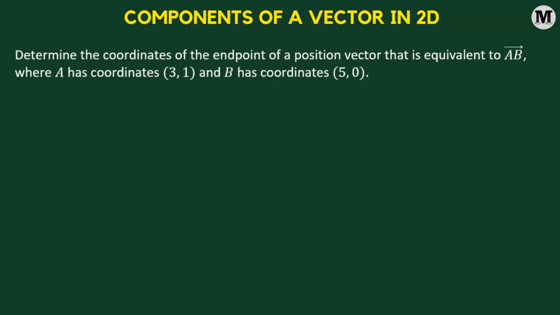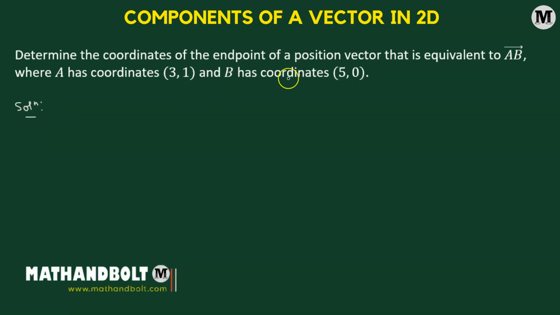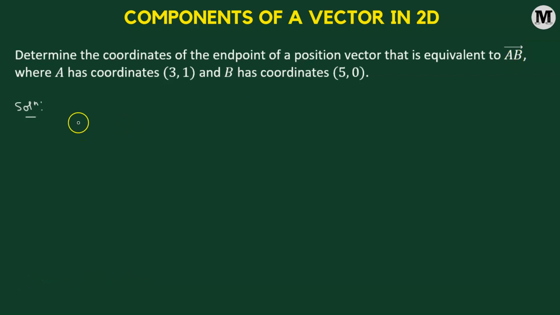Determine the coordinates of the endpoints of a position vector that is equivalent to AB vector, where A has the coordinates 3, 1 and B has the coordinates 5, 0. Okay, let us begin. So we need to find a position vector such that that position vector is equivalent to AB vector. So let's do one thing.